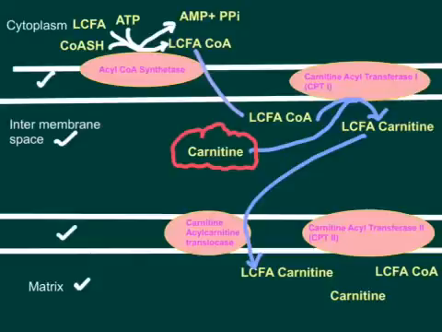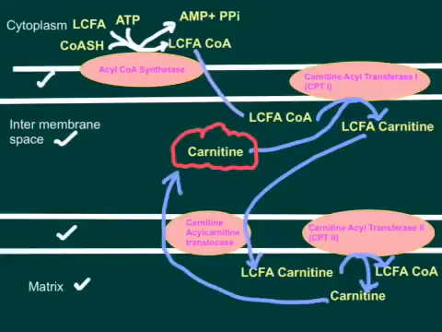Once you get LCFA carnitine in the mitochondrial matrix, what you need for beta oxidation is LCFA-CoA. So that is why LCFA carnitine is converted into LCFA-CoA and carnitine is released. This job is done by carnitine acyl transferase 2, also called carnitine palmitoyl transferase 2, that is CPT2, which is located in the inner mitochondrial membrane. Now what will happen to the carnitine that is released in the mitochondrial matrix? It will be carried back into the intermembrane space by carnitine acylcarnitine translocase.